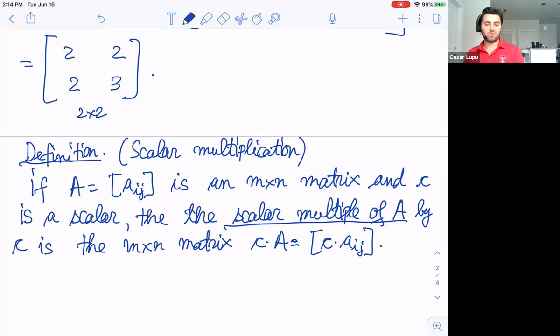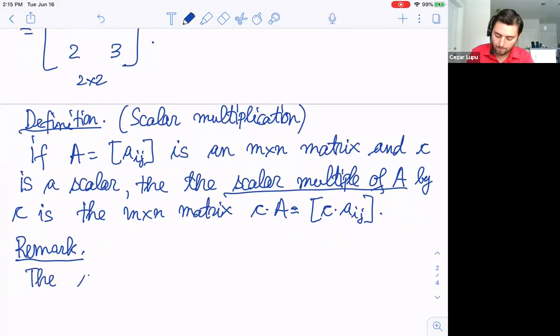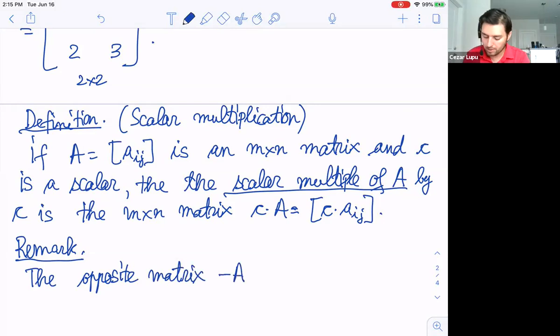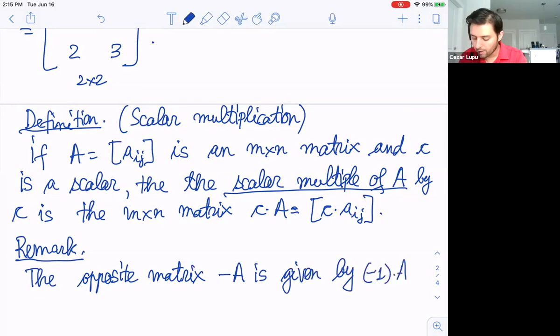It's very simple. Let me point out a remark here, because since we can multiply a scalar by a matrix, I can also define the opposite matrix, so basically negative A. The opposite matrix, negative A, is represented by -1 times A. So you multiply the scalar -1 by A.